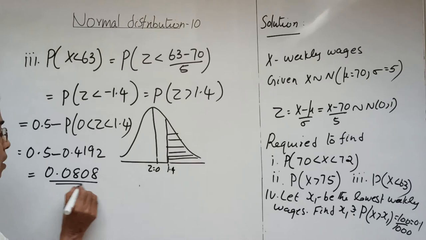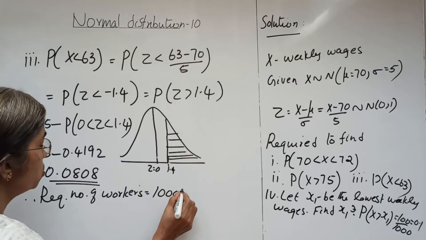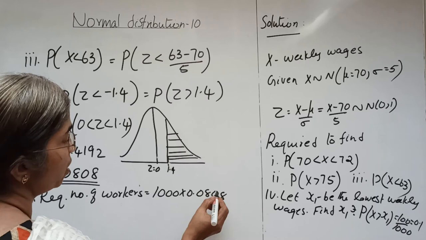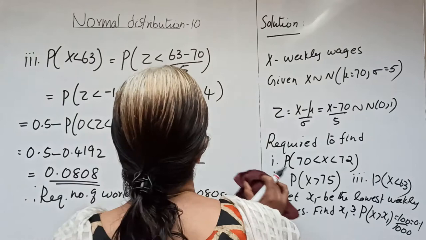Therefore, the required number of workers having wages less than 63 is 1000 into 0.0808, equal to 80.8. That is approximately 81 as the number of workers having wages less than 63.